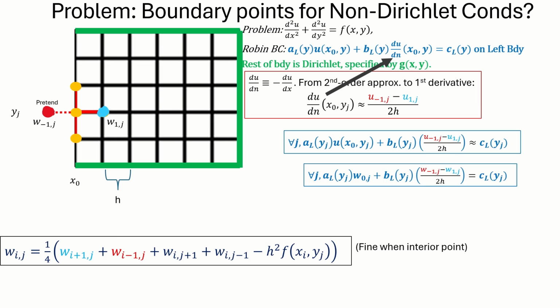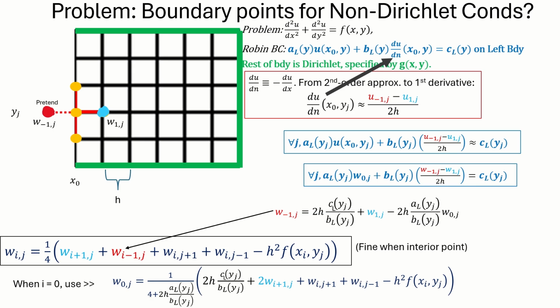We then rearrange to solve for non-existent node w sub -1j in terms of nodes that do exist. Finally, we substitute our value into the iteration formula to get the boundary point iteration formula. Notice what really happened here. The real node in blue that's opposite the fake node gets its coefficient doubled from 1 to 2. The other nodes keep the same coefficient. The denominator out front goes from 4 to 4 plus some a over b term, while the parentheses get an additional c over b term.